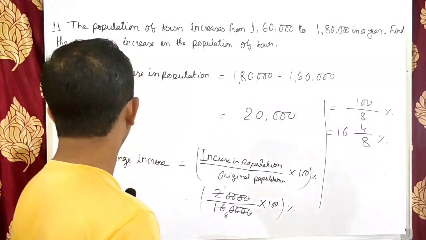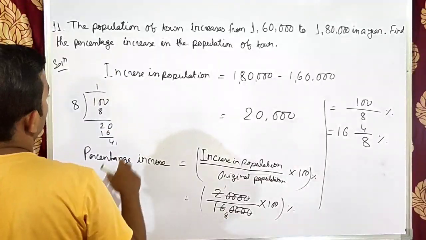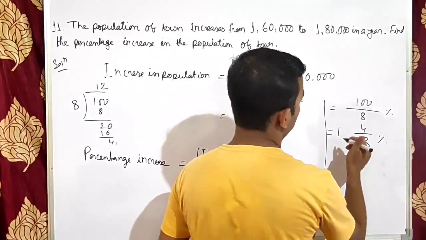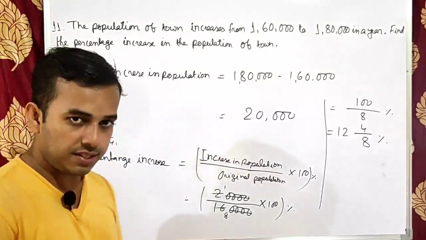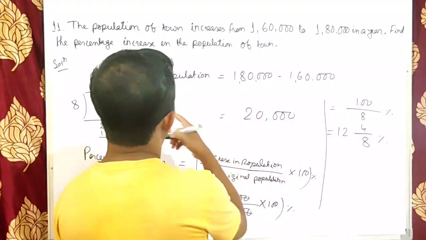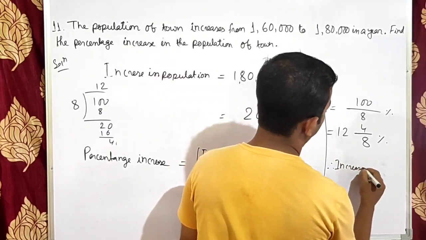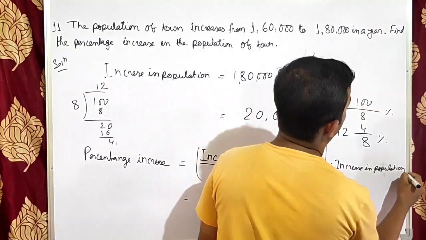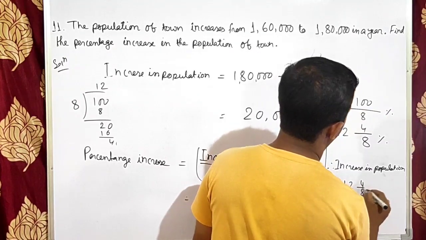Up to this clear? What have I done? 8 into 12, sorry. 8 into 12 is how much? 96. 96 plus 4 is 100. So 100 divided by 8%. So now we will write, therefore, the increase in population is 12 into 4 by 8%.